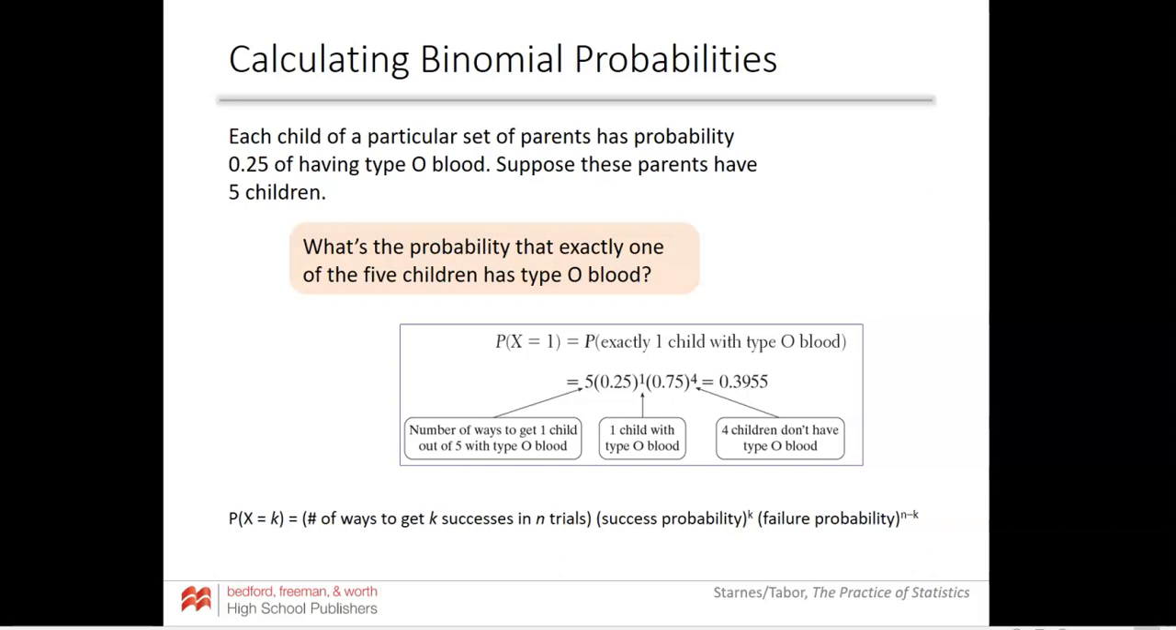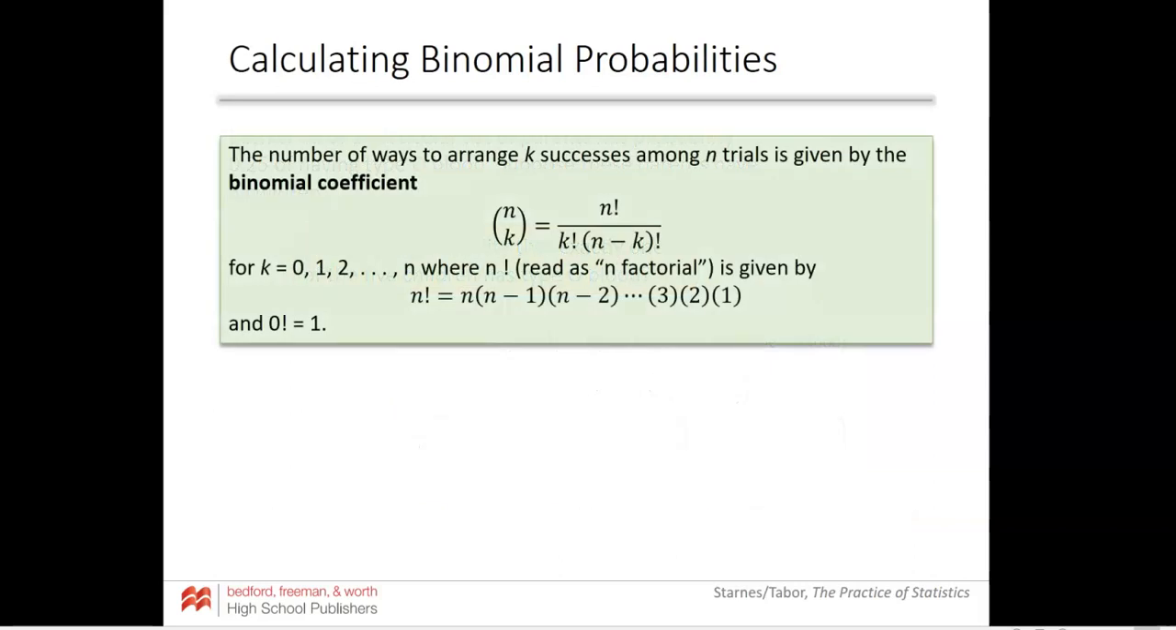Then the success probability is raised to the power of K, the number of successes you want. And if you don't succeed, you've got to fail. So the exponent of the failure is going to be the total number minus the number of successes, which is the number of failures. If you don't succeed, you fail, because it's binomial. So with 5 trials, 5 kids, we want 1 as our K, so the failure exponent would be 5 minus 1, or 4. All the rest of the kids are failures. Okay, so this is the actual formula that you want for this.